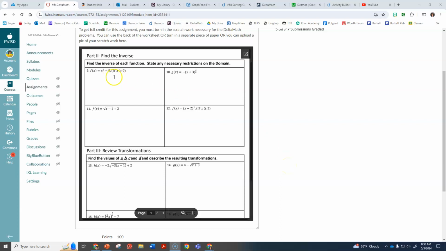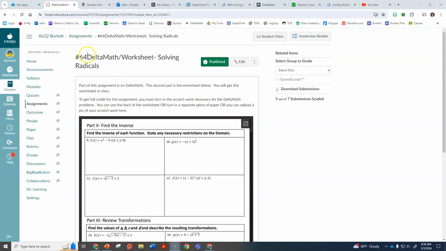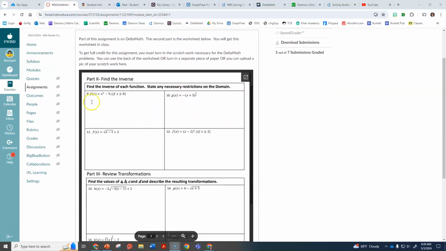So I wanted to go back and talk to you about this assignment. This was the number 64 worksheet where you guys were asked to find the inverse stating any necessary restrictions. I want to have a quick conversation with you about this because I was not really satisfied with anyone's answers 100%, and I will have a question on your test that is very specific to this topic. So be careful and pay close attention.